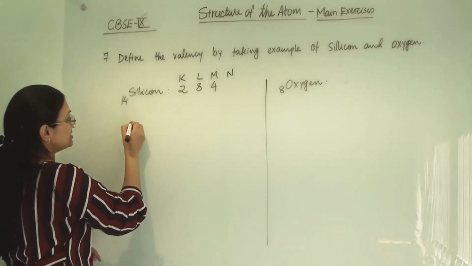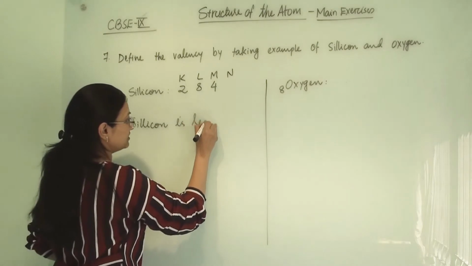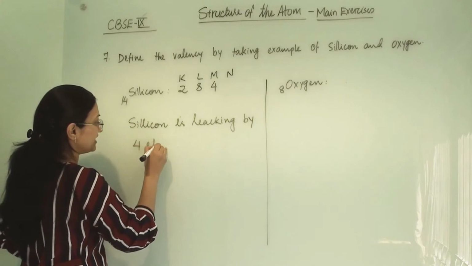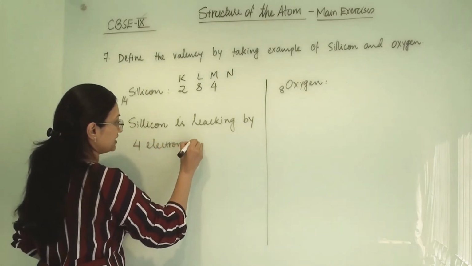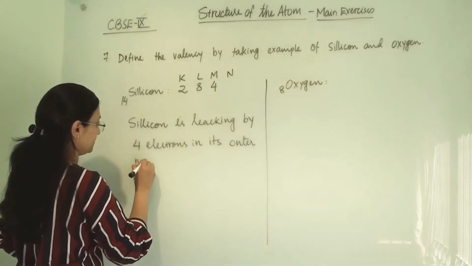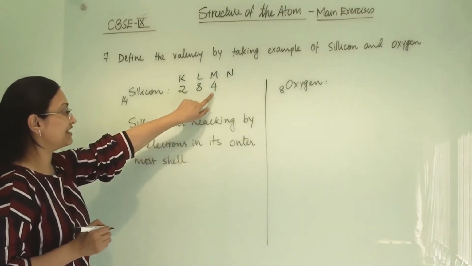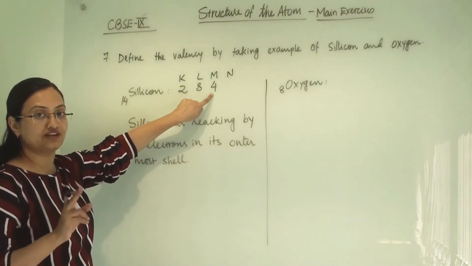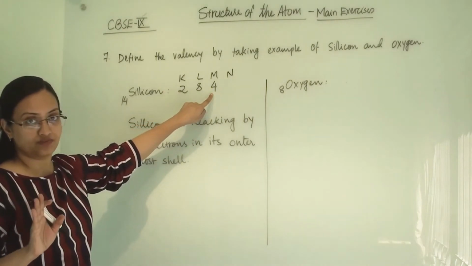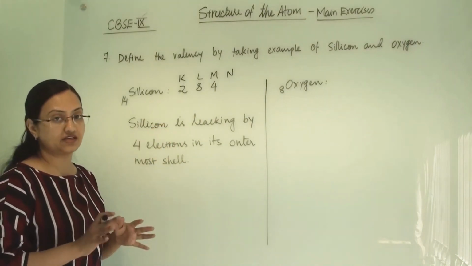So silicon is lacking by 4 electrons in its outermost shell. Which is the outermost shell for electrons? M shell is the outermost shell for electrons. And the outermost shell should have 8 electrons in total. If we want to fill the outermost shell completely, then it should have 8 electrons.